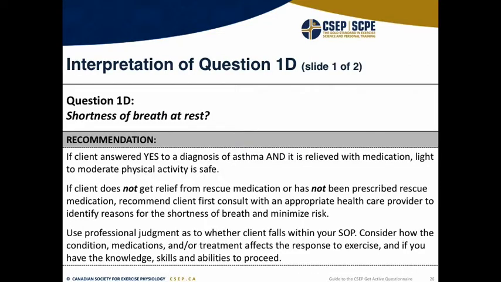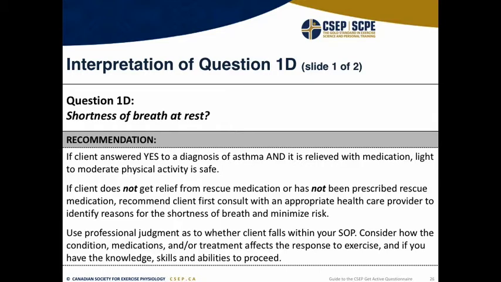Question 1D asks about shortness of breath at rest. And again, remember with questions 1A to 1F, this is referring to the last 6 months. The reference document is very helpful with this question and may give the client advice that they will have answered for themselves before coming to you, the CSEP certified member. If a client answered yes because they have shortness of breath related to asthma, and their shortness of breath is relieved with medication, then light to moderate physical activity is safe.